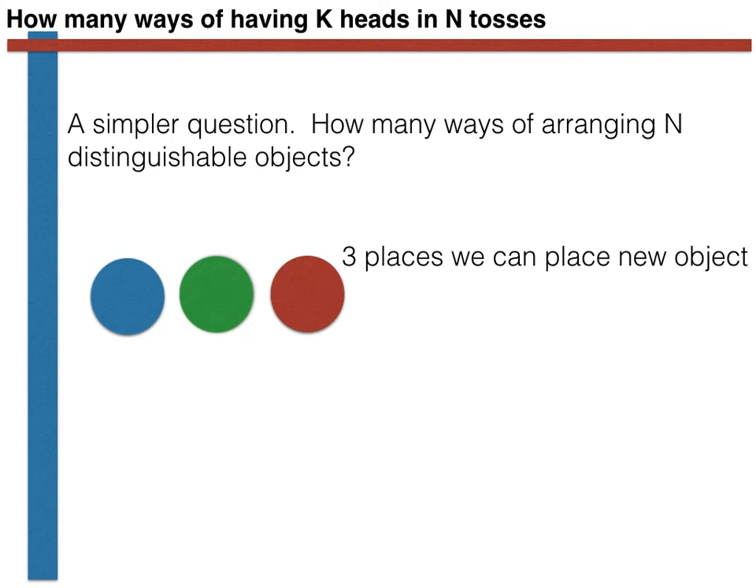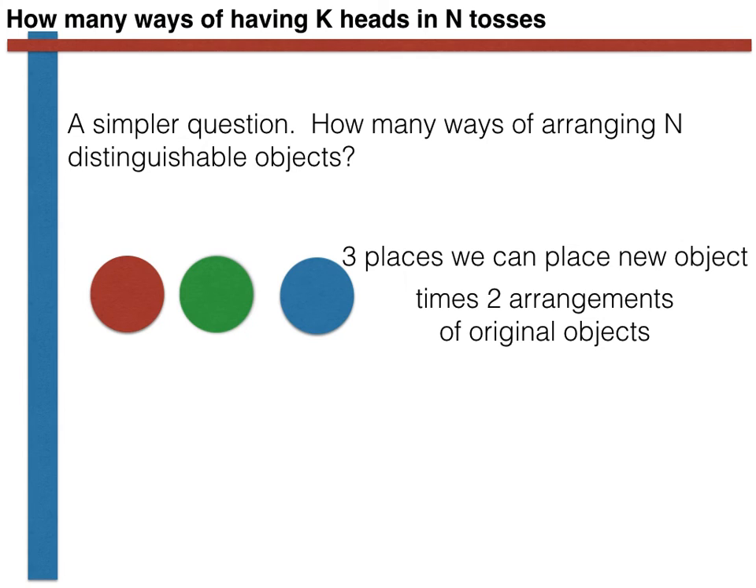Furthermore, if I remember that there are two ways of arranging the red and blue circles, I find that there are 6 arrangements of the 3 balls in total, namely red-green-blue, red-blue-green, blue-red-green, blue-green-red, green-red-blue, green-blue-red.